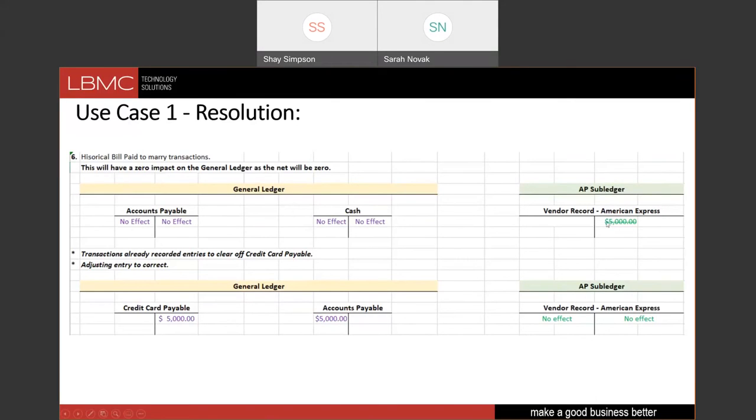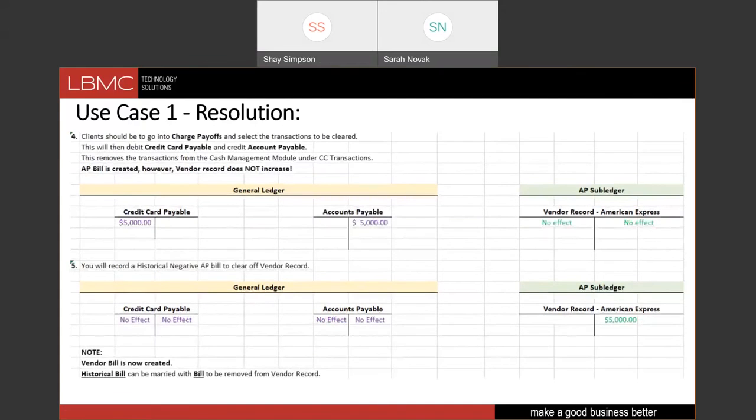Again, that's going to get it off of my vendor record. And because the impact is zero, because I've got a positive bill and a negative bill, the net impact is zero. There's no effect to the general ledger. Now, when I did that charge payoff in 2021, I had a debit to credit card payable and a credit to accounts payable. I've got to get that off of my general ledger.